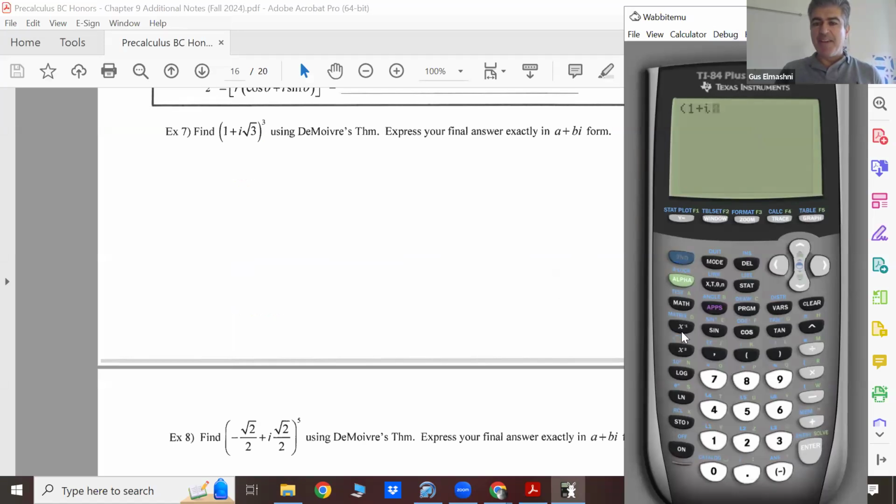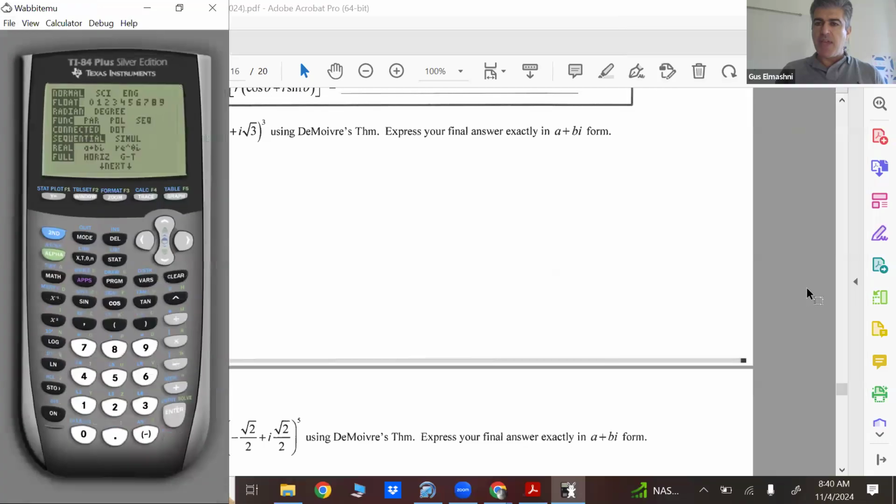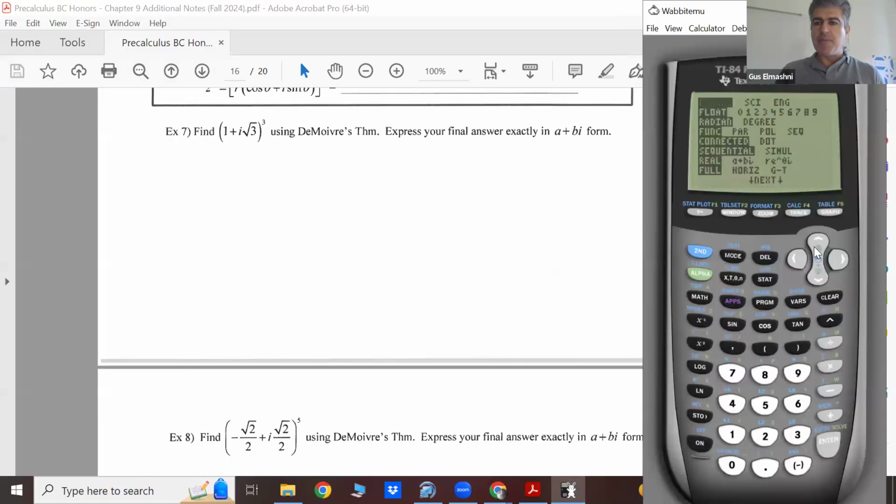It's lovely. Root 3 raised to the third power, and boom, there you go. It's -8. One thing you might need to do is go to mode and switch that to a plus bi, because sometimes if there's an imaginary number, it might not show it.